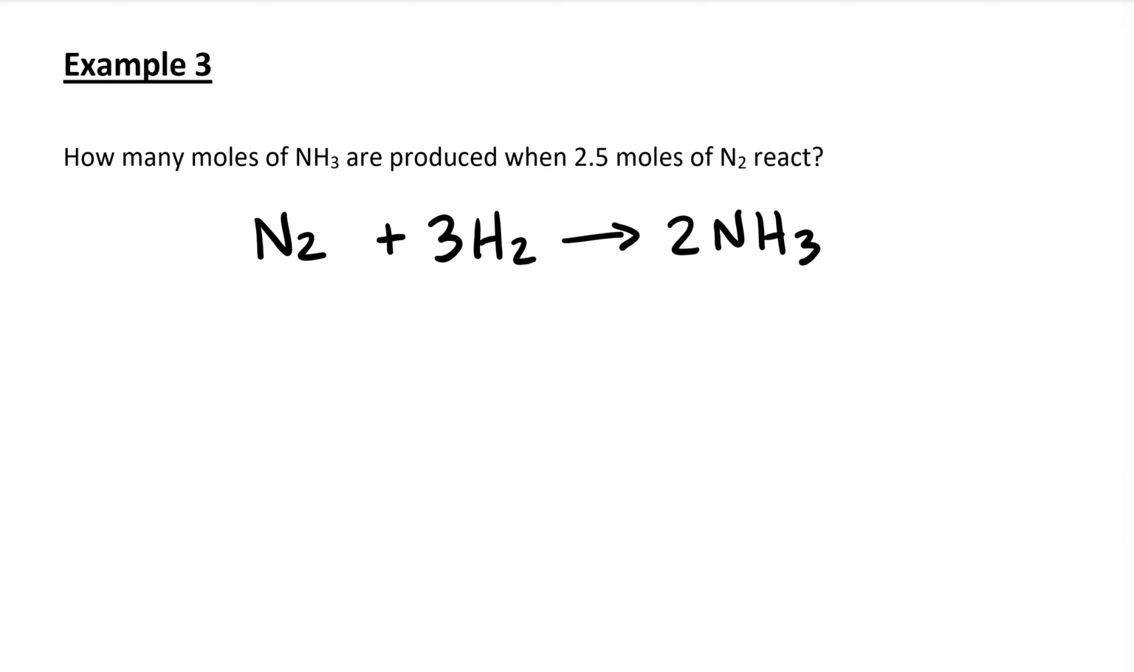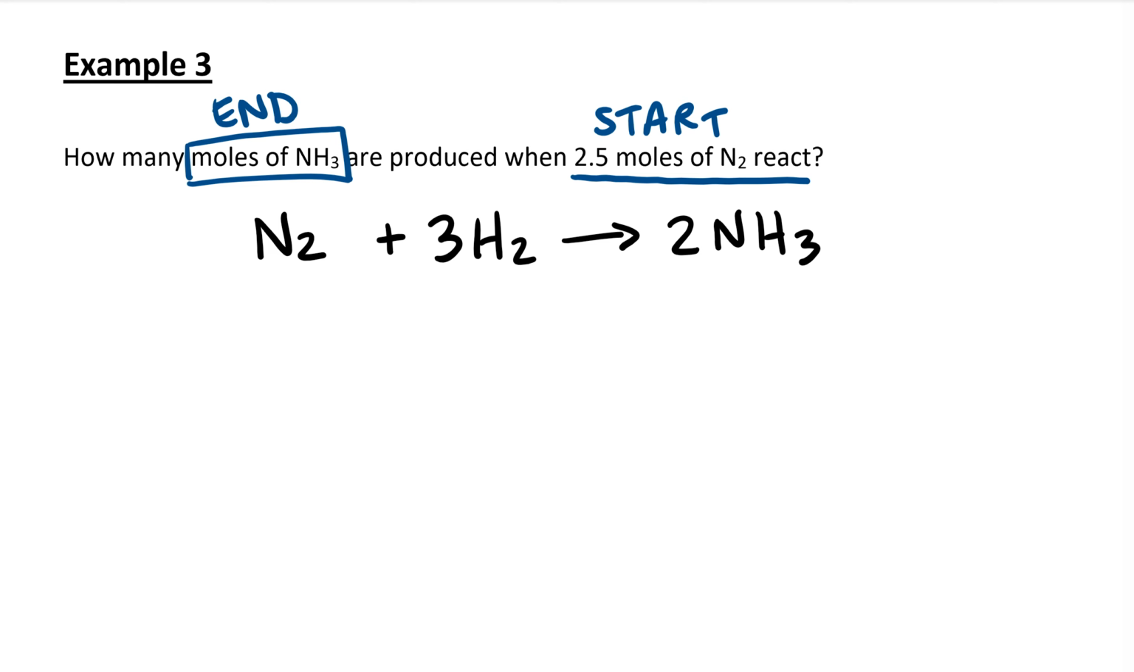All right, let's try a third example. How many moles of NH3, also called ammonia, are produced when 2.5 moles of nitrogen react? Okay, so again, we're going to identify our start. We're going to identify our end. So our start is the given number, 2.5 moles of nitrogen. Our end is moles of ammonia. They're asking me to convert moles of nitrogen into moles of ammonia.